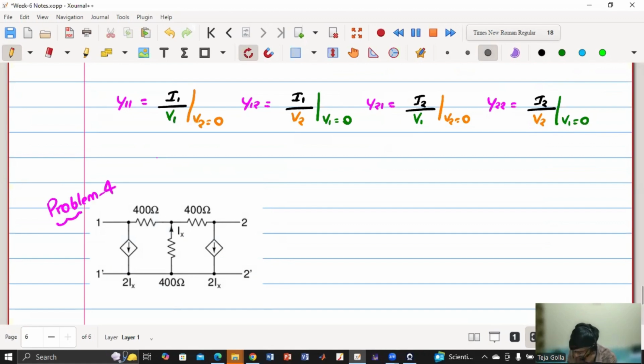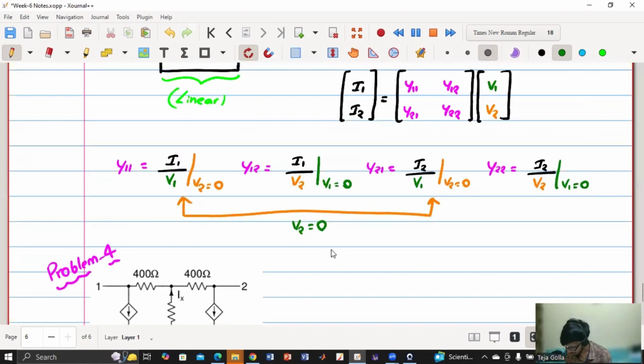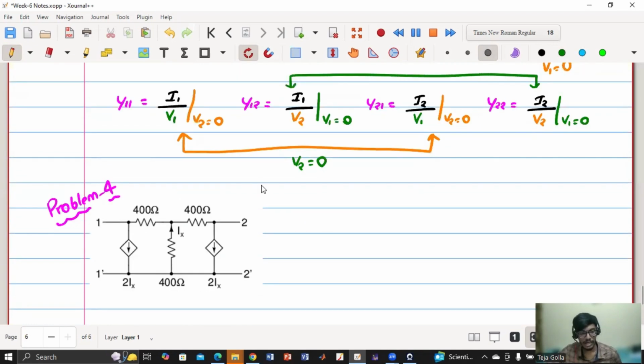Okay. So this becomes our problem 4. So if you see, once we make V2 equal to 0, I can calculate these two. So if V2 is 0, then I can calculate Y11 and Y21. Similarly, if V1 is 0, then I can calculate Y12 and Y22. So first, we have to short one side and calculate two parameters, and then we have to short the other side and calculate the other two parameters. Is that clear, or do you have any doubts?